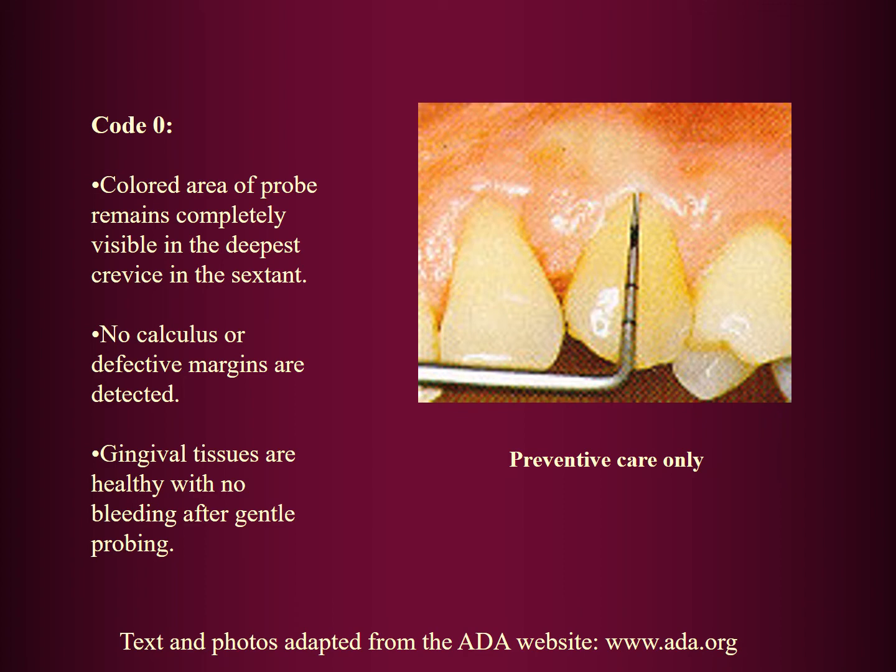This is just a clinical example showing you how the coding system works for the CPITN. You can see that the probe is color-coded, meaning that it has a clear band that goes up to the first measurement level, and that tells you whether or not it is 3 millimeters or less. It also looks for no calculus and no defective restorations, and the gingival tissues in this instance are healthy with no bleeding on probing.